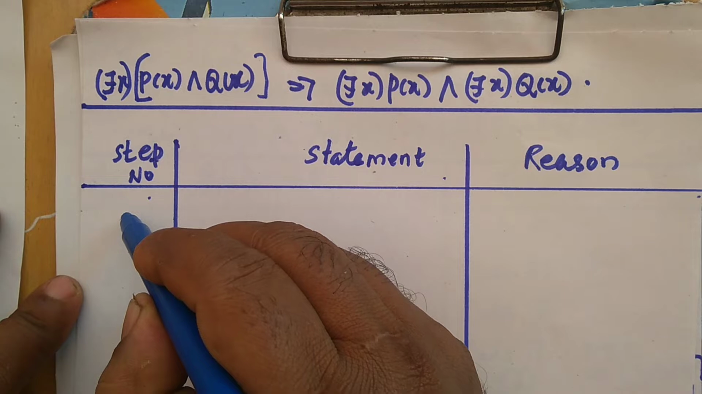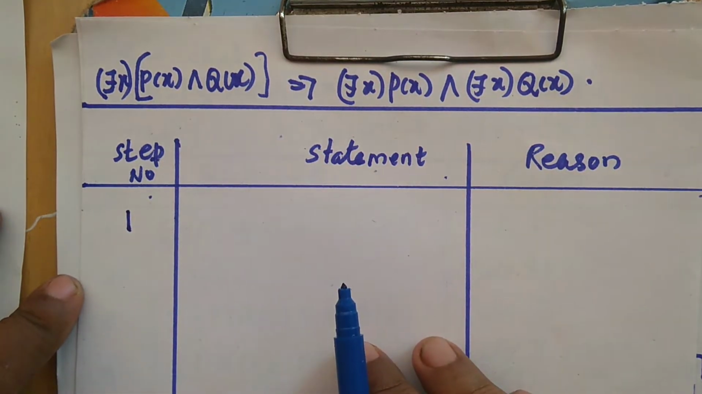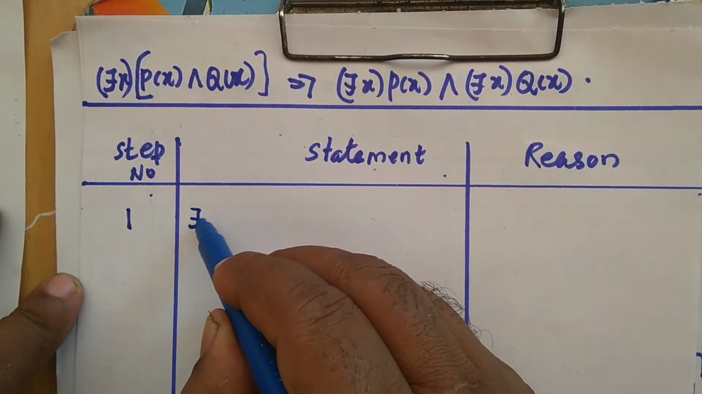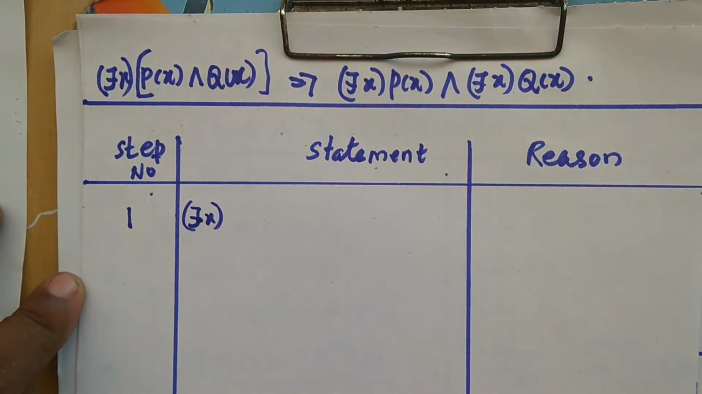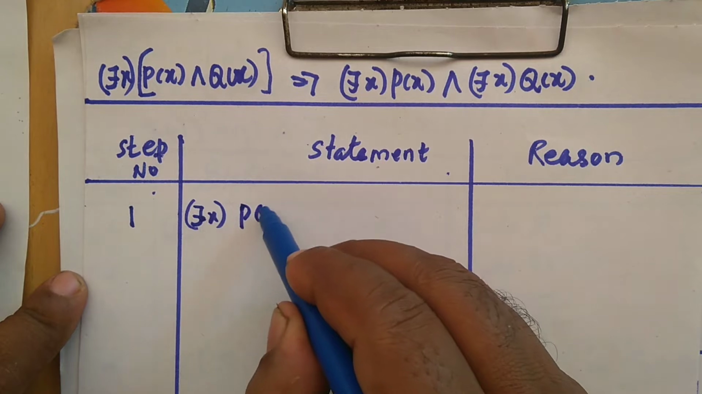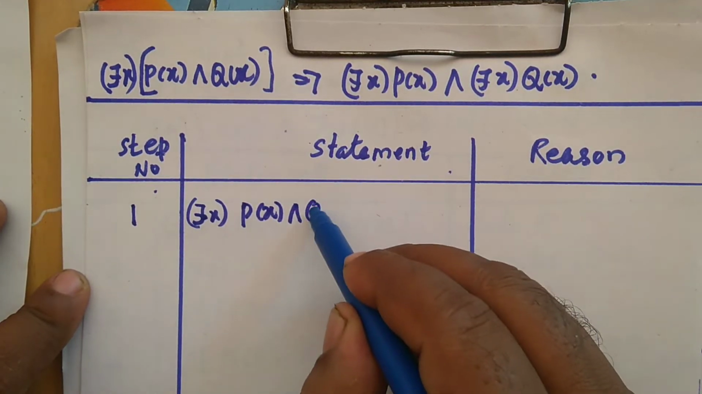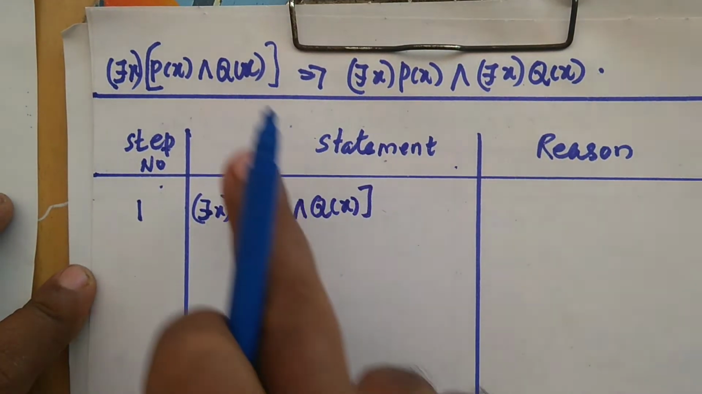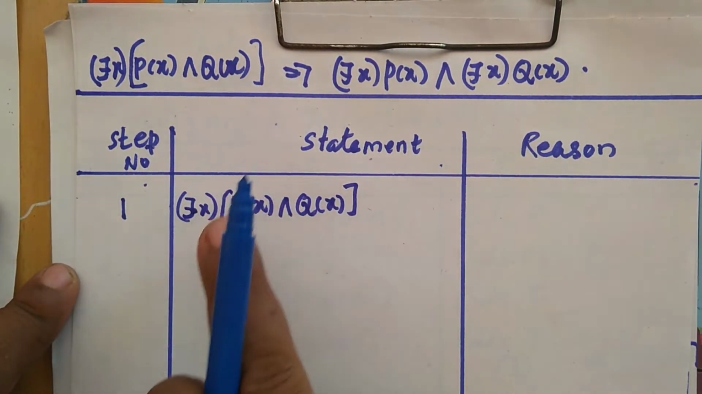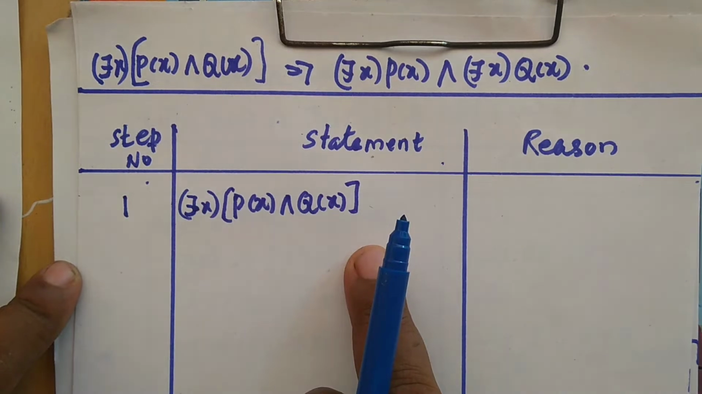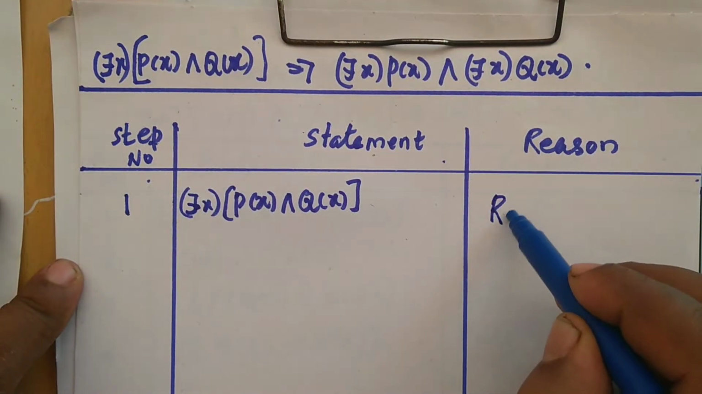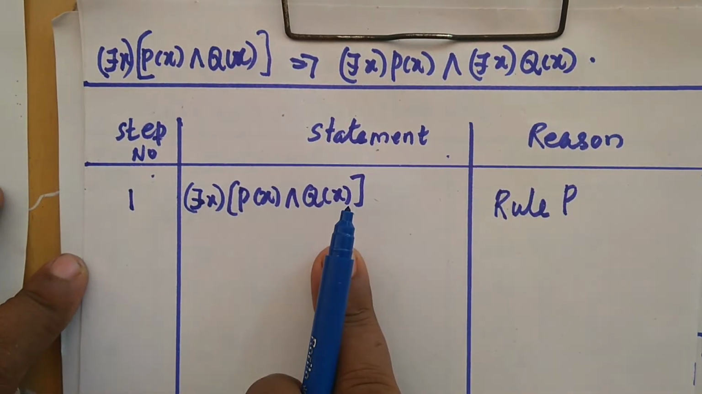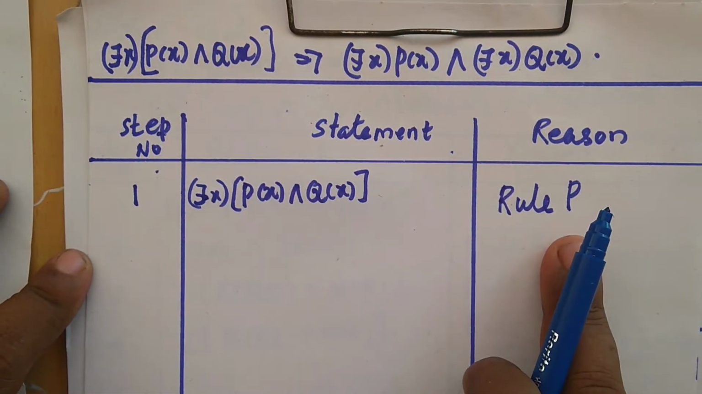Step 1: you write this one, that is there exists x, P of x and Q of x. We introduce this statement inside this proof. Therefore, the reason is rule P. Whenever we introduce a statement like this, the reason is rule P.